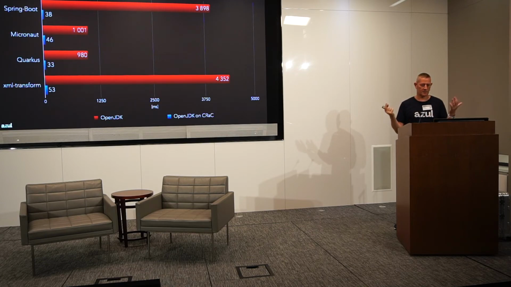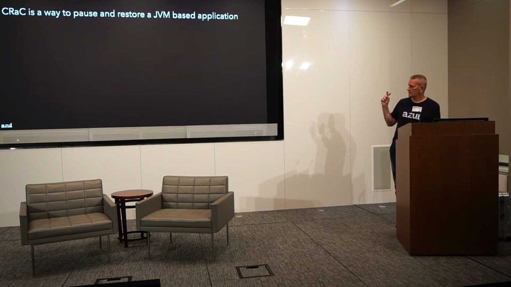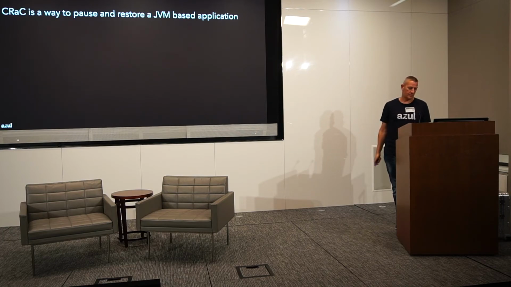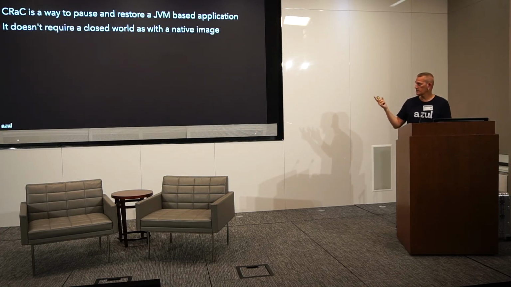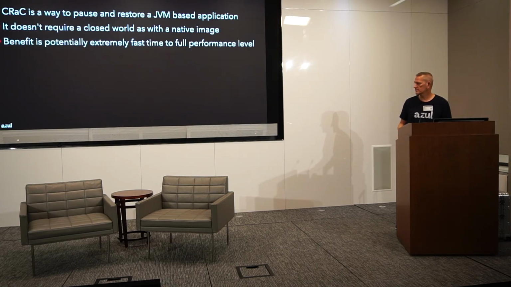Right? So, of course, but even establishing sockets or database connections is not in the range of seconds usually, it's milliseconds. So we are still faster than starting on plain OpenJDK. All right, so the summary is, CRaC is a way to pause and restore a JVM-based application. It doesn't require a closed world as with native image, where you need to know everything, but here we don't need to know that.